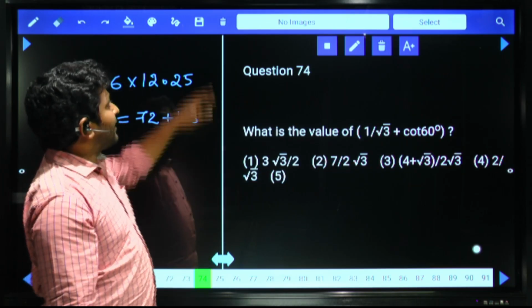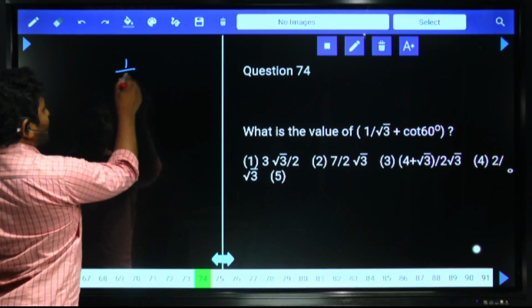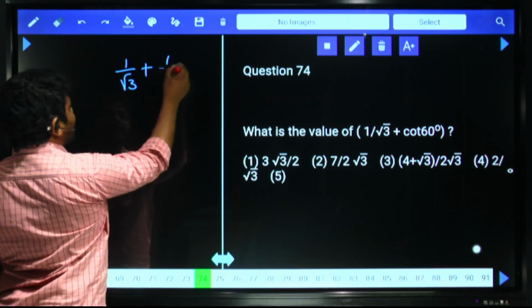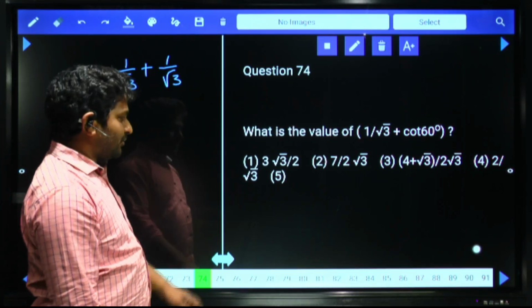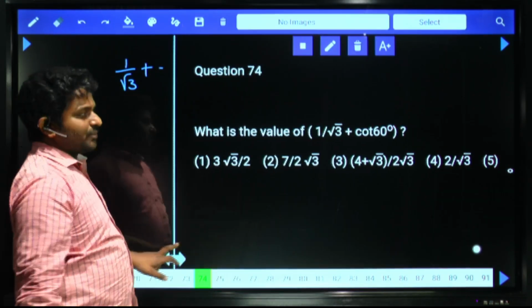Next, the value of 1 by root 3 plus cot 60. 1 by root 3, cot 60. Cot 60 or tan 30, that is equal to again 1 by root 3. 1 by root 3 plus 1 by root 3. Answer should be 2 by root 3. Fourth option answer.